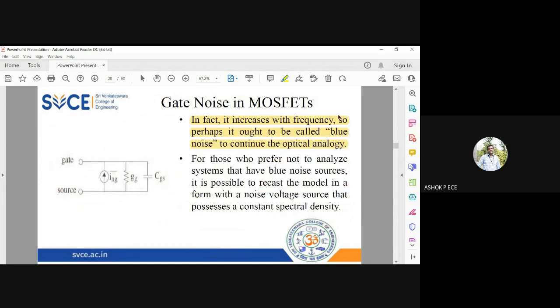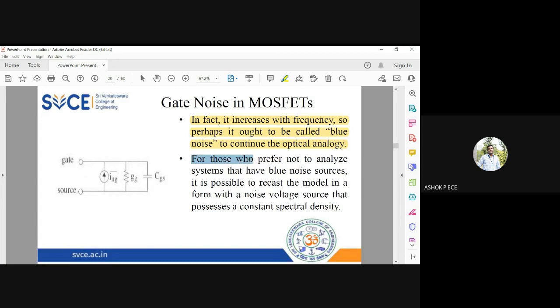So to analyze that in optical terms, initially we called the thermal noise white, but now we change it to blue noise, because blue is considered to be the extreme end of the optical spectrum of visible light. Violet, indigo, blue. So blue comes third, right? Third in terms of wavelength, but in terms of frequency, it comes last. So from white noise, we slowly move to the analogy called blue noise, because this gate noise is going to be increasing with frequency.